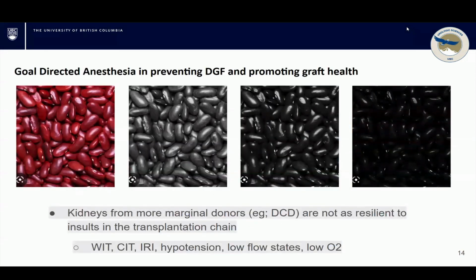And why are we seeing more delayed graft function overall? Well, it's because we're using more marginal kidneys. And more marginal kidneys from more marginal donors, such as DCD donors, are not nearly as resilient to insults along the transplant process as, say, non-marginal donors. Those insults might include things like warm ischemia time, cold ischemia time, ischemia reperfusion injury, hypotension episodes, low flow states, and low oxygen states.